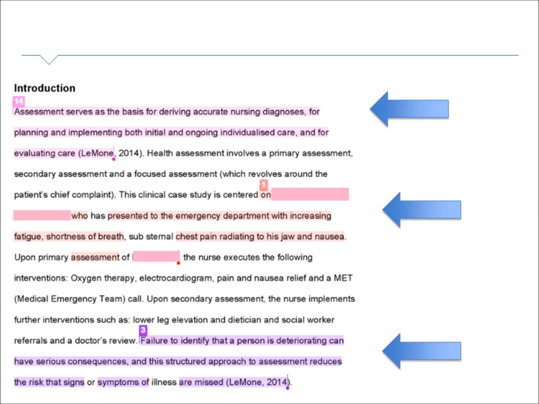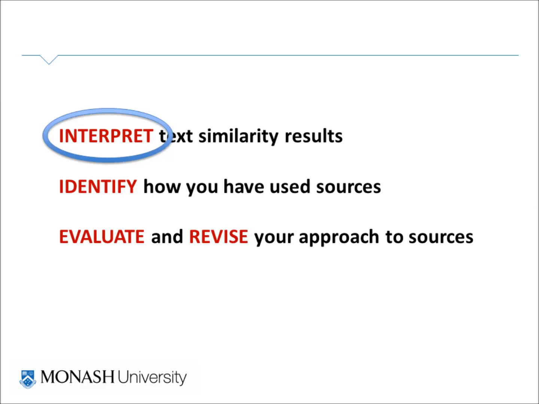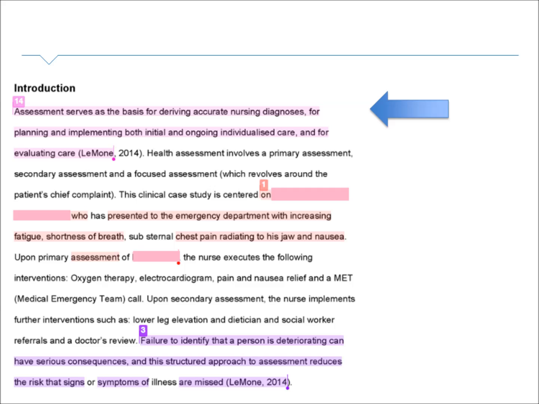So let's have a look at it step by step, and let's interpret what those results actually mean. "Assessment serves as a basis for deriving accurate nursing diagnoses, for planning and implementing both initial and ongoing individualized care, and for evaluating care." We have a reference there, but it does look like we use this definition pretty much from the original source without rewording whatsoever.